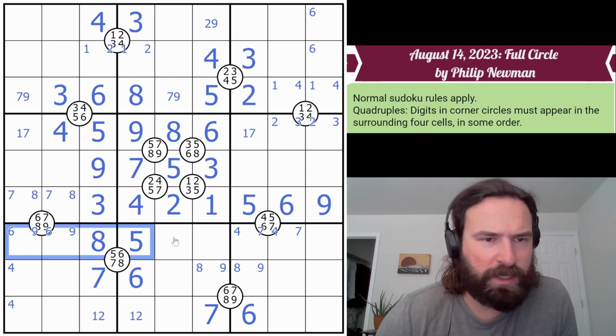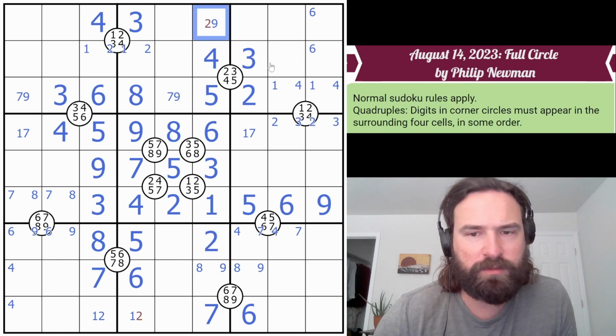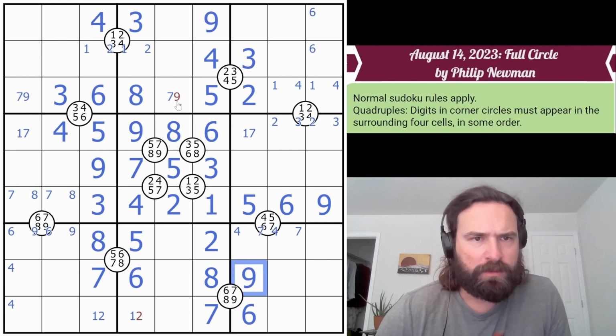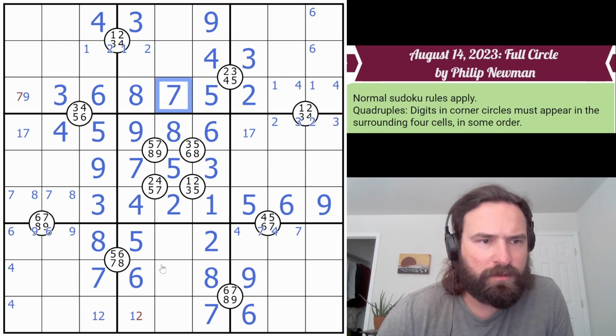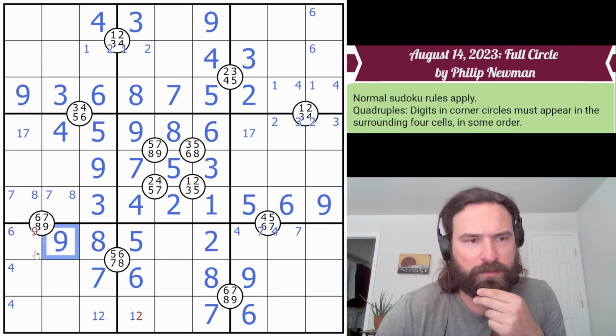Oh, and there's a 9 looking here, so we actually just figured all these out. Alright, so this is going to be a 2, this is going to be a 9, this is going to be an 8, this is going to be a 9, this is going to be a 7. Okay, this is going to be a 9. Perfect. This is going to be a 9. This is going to be a 6. I knew it was going to start falling soon.